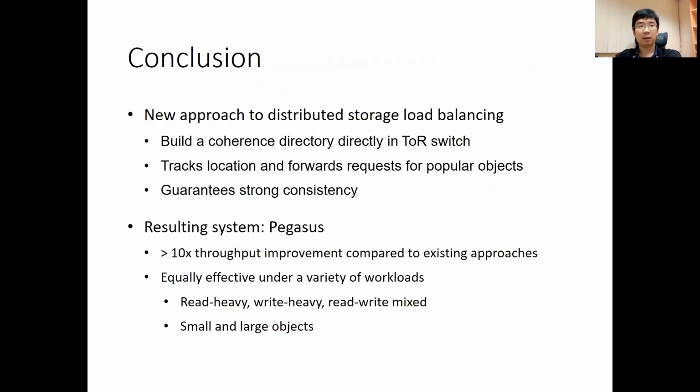In conclusion, today I talked about our new approach to distributed storage load balancing by building a coherence directory directly in the top-of-rack switch. The directory tracks the location and forwards requests for the set of popular replicated objects, and simultaneously guarantees strong consistency. The resulting system, Pegasus, achieves a more than 10 times throughput improvement compared to existing approaches, and is equally effective under a wide range of workloads, including different read-write ratios and various object sizes.